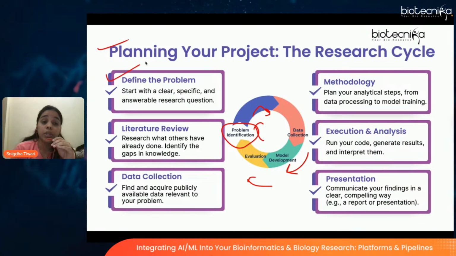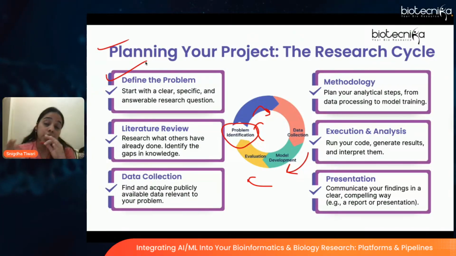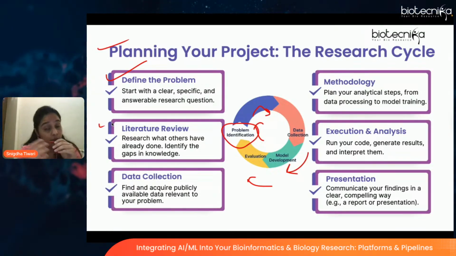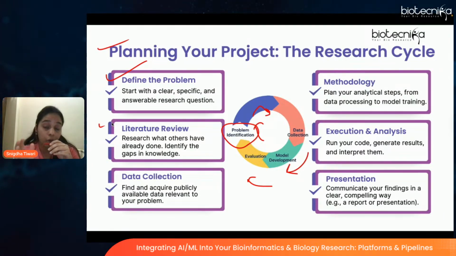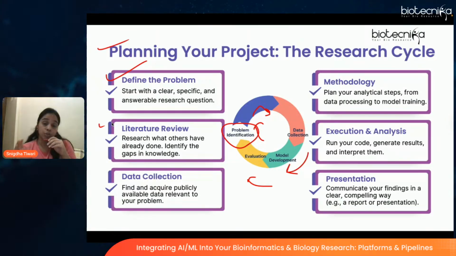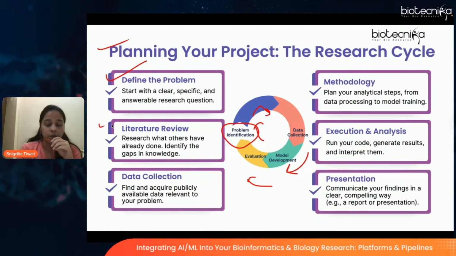So first, go with defining a problem. Start with clear, specific, and answerable research questions. Say, for example, what niche do you want to work with? What is the research gap that you found with your literature review? That is important. Then after that, you'll do your literature review and research what others have already done. In the previous lectures, you have already got a good insight into what has already been done, so that I'm on the correct path. So identify the gaps of knowledge.